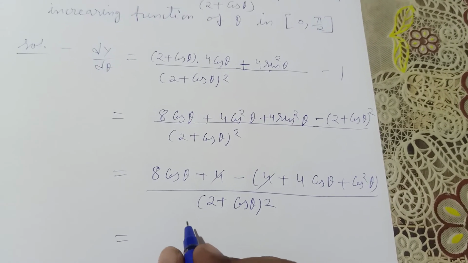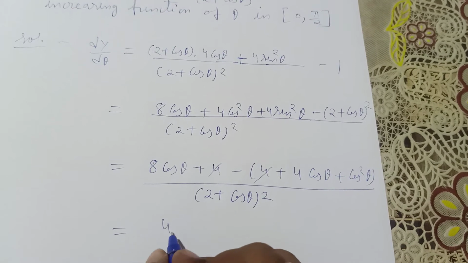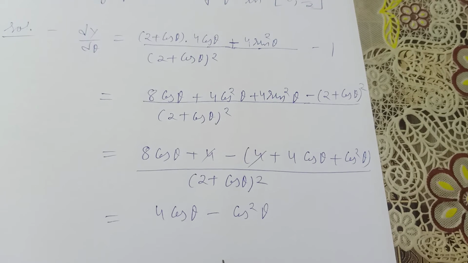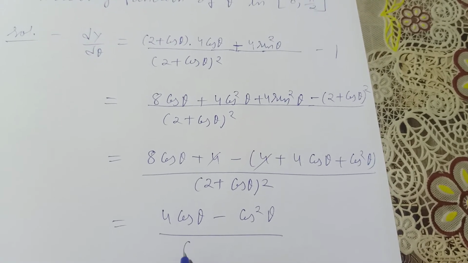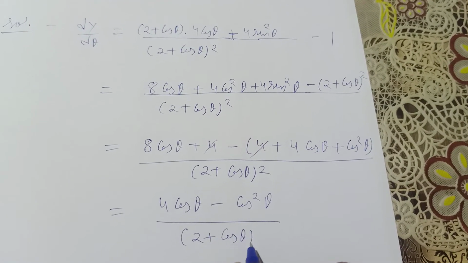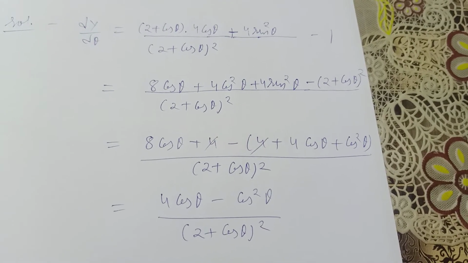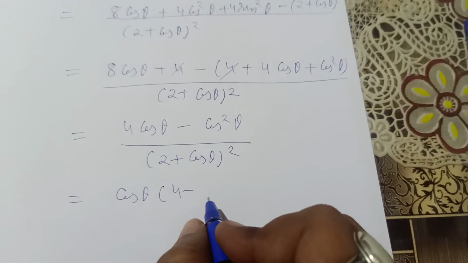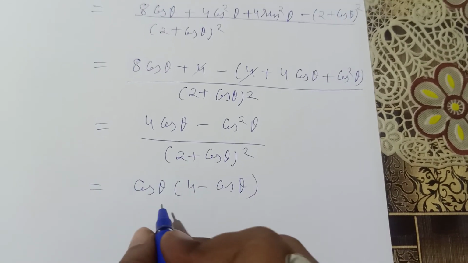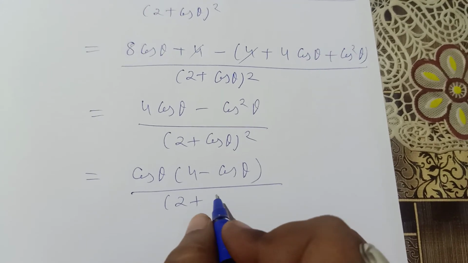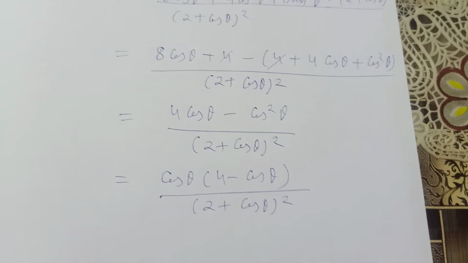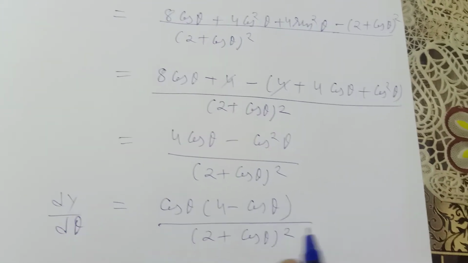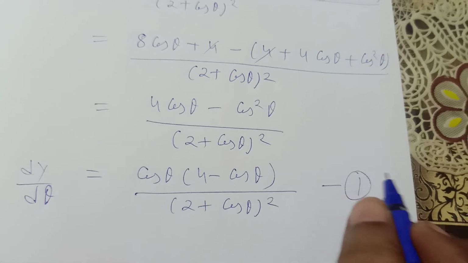Now what we will get, 8 cos theta minus 4, that means 4 cos theta minus cos square theta upon 2 plus cos theta whole square is equal to cos theta into 4 minus cos theta upon 2 plus cos theta whole square. So this is the value of dy by d theta. This is our first equation.